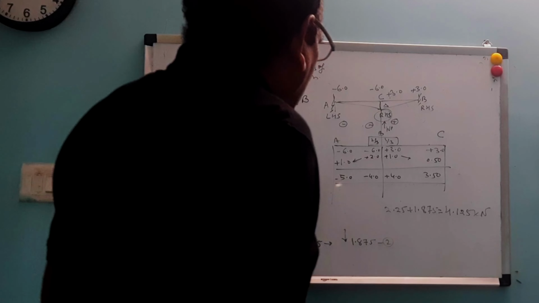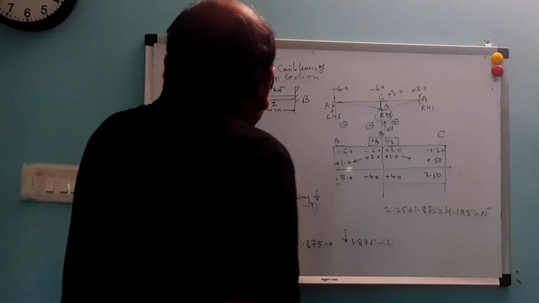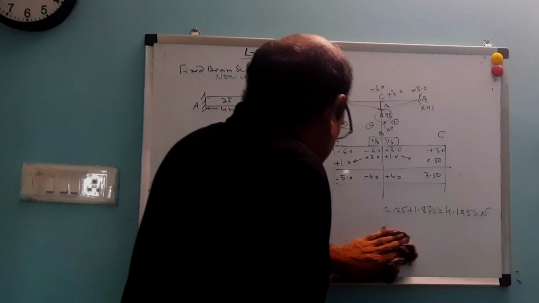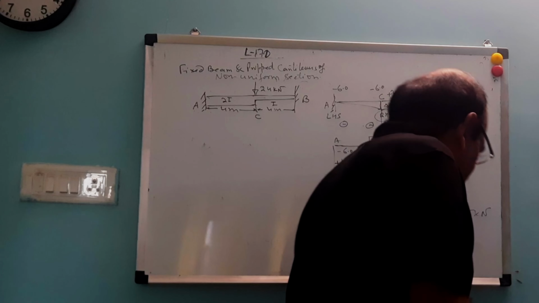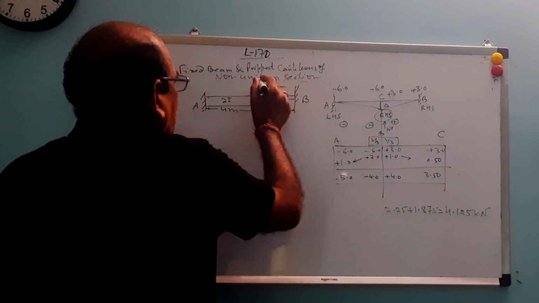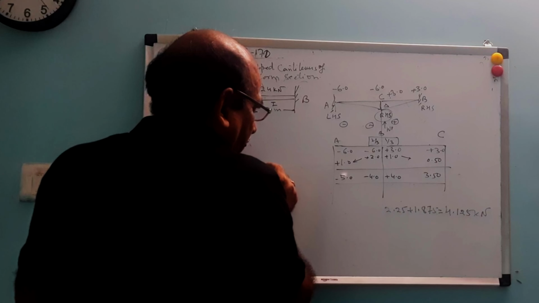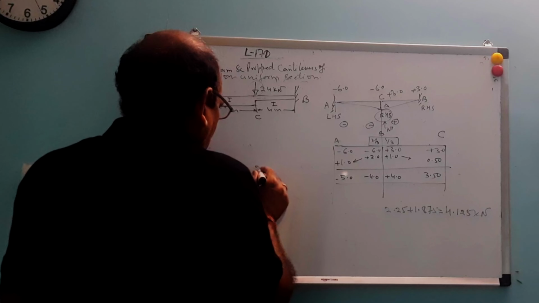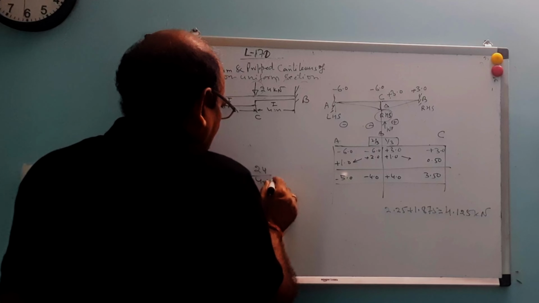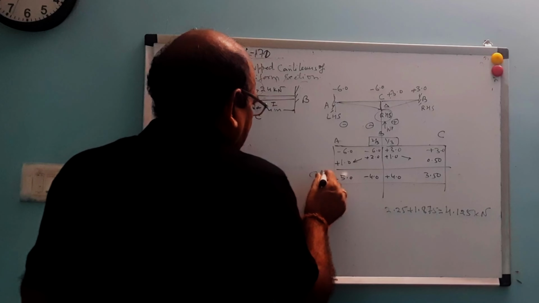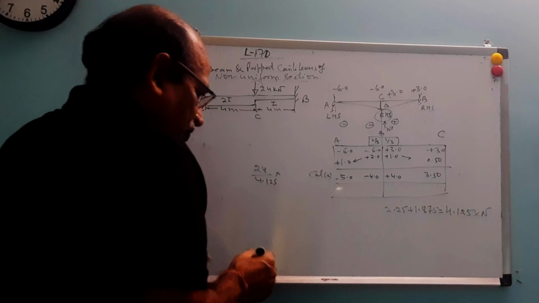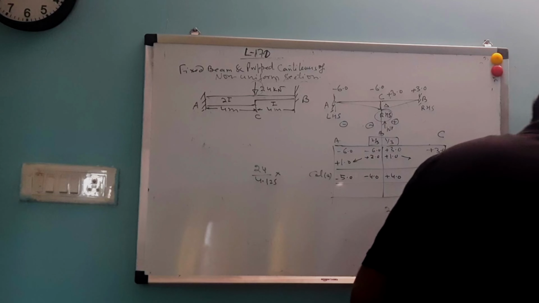That is 4.125. Now let us find out the final moment which will carry this beam. Now these moments are because of the force of 4.125, but this load is 24. So your final moment will be 24 divided by 4.125 multiplied by this column A. So we will write here the final moment according to this.